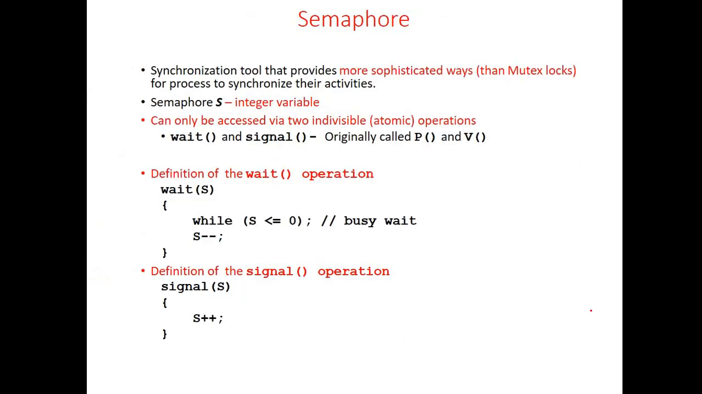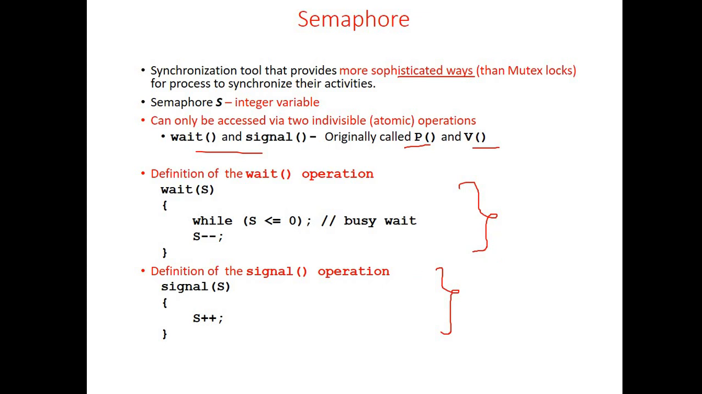Semaphore is an integer variable. It is also a process synchronization tool that provides a more sophisticated way of process synchronization. Semaphore makes use of two functions: one is the wait function, and the other is the signal function. The wait function is also called the P function. The signal function is also called the V function. By making use of this wait function, the process will acquire the lock and enter into the critical section. By making use of this signal function, the process releases the lock on the resource.